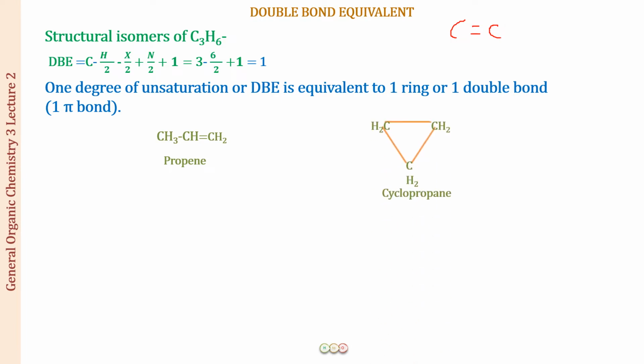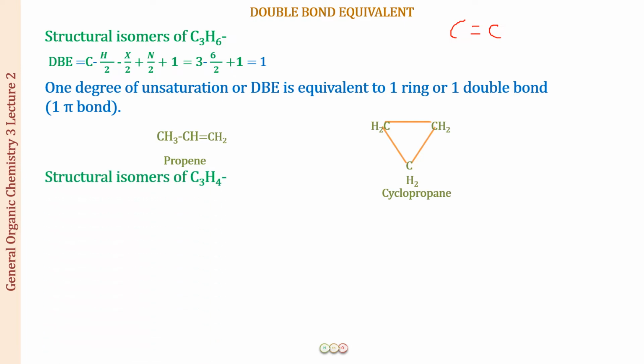So how do we draw the ring? Well, we can put the 3 carbons, join them by a bond, and we have CH2, CH2, CH2. This is cyclopropane. So these are the structural isomers for C3H6. What are these two isomers called? They are called ring chain isomers. This is what you have already done, so I will not be focusing more on that. That is what you have already learned in the previous lectures.